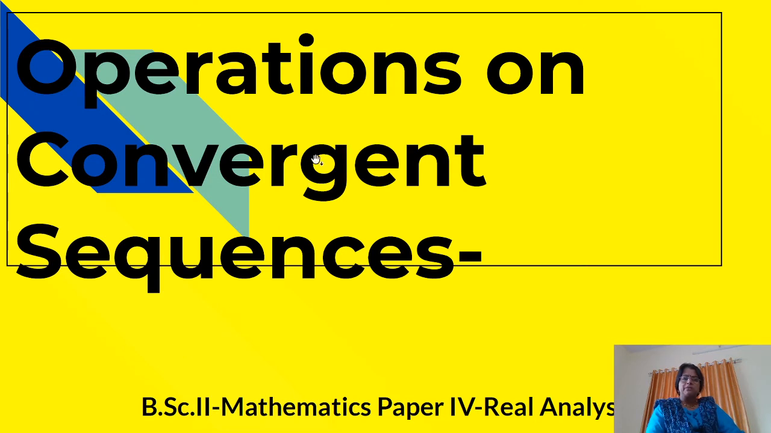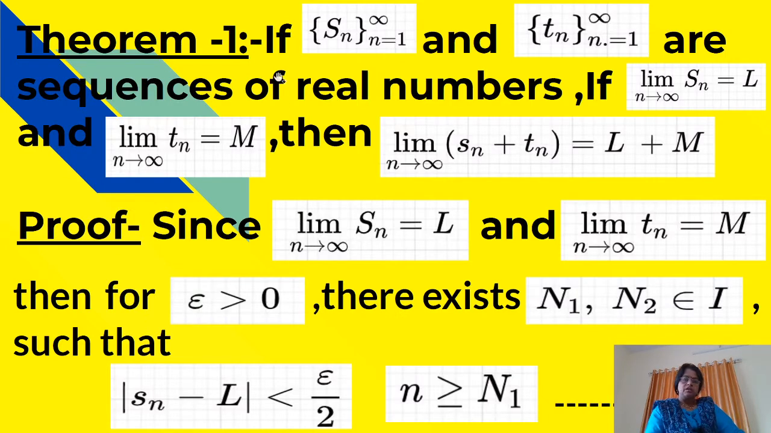Now we will see operations on convergent sequences from real analysis. See the first theorem. If Sn, n from 1 to infinity, and Tn, n from 1 to infinity, are sequences of real numbers, and if limit n tends to infinity Sn is equal to L and limit n tends to infinity Tn is equal to m, then limit of Sn plus Tn as n tends to infinity is equal to L plus m. See the proof of theorem 1.